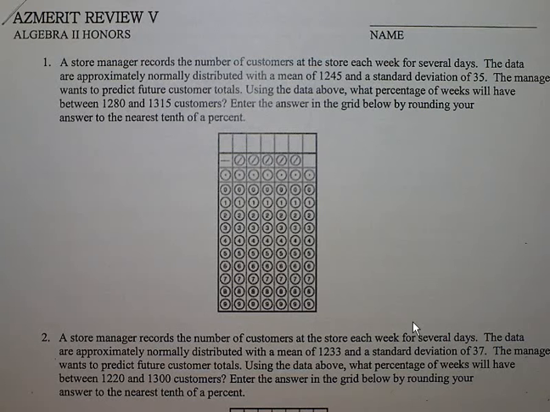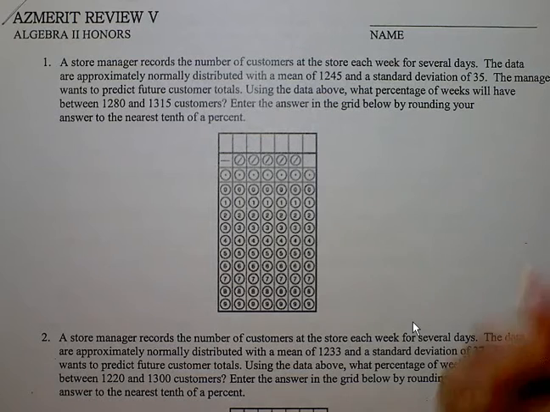Okay, a store manager records the number of customers at a store each week for several days. The data are approximately normally distributed with a mean of 1245 and a standard deviation of 35. The manager wants to predict future customer totals. Using the data above, what percentage of weeks will have between 1280 to 1350 customers? Okay, circle the word percentage.